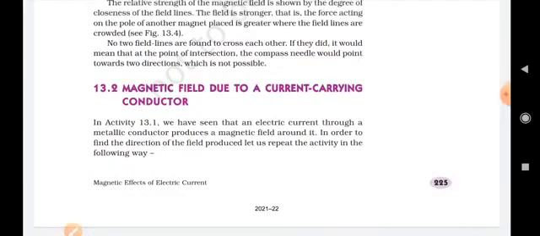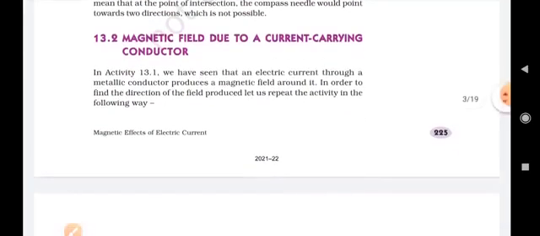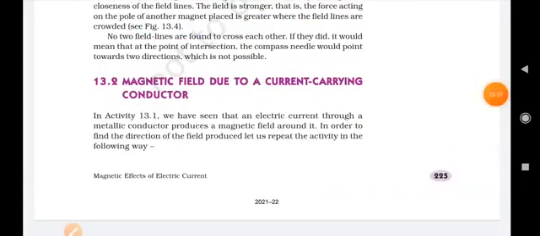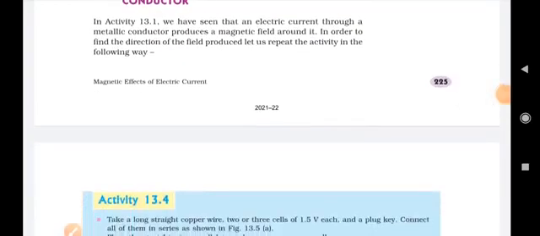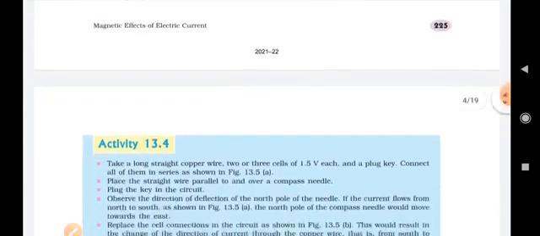Now let us try to understand how a magnetic field is produced due to a current carrying conductor. So, magnetic field due to a current carrying conductor. We already know that when electric current passes through a metallic conductor, it produces a magnetic field. And we can understand this with the help of an activity.